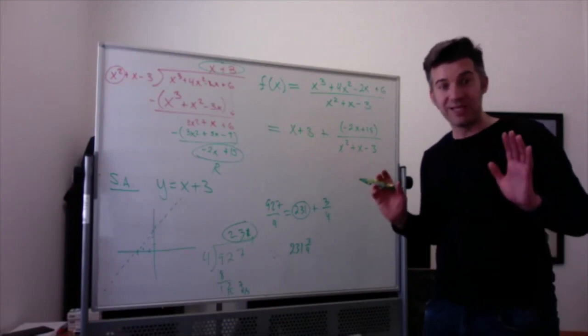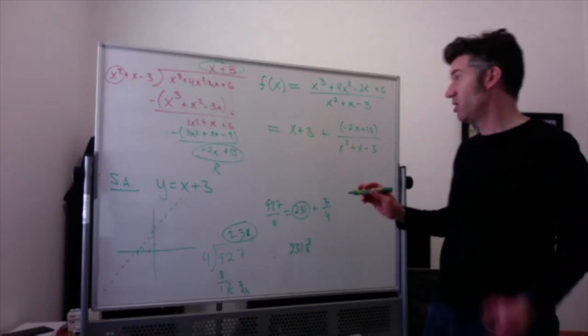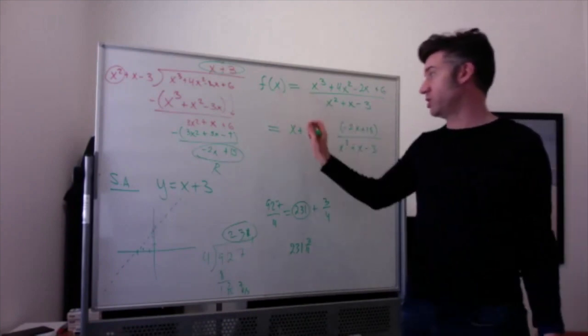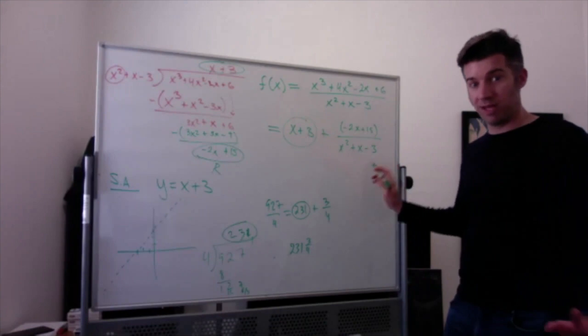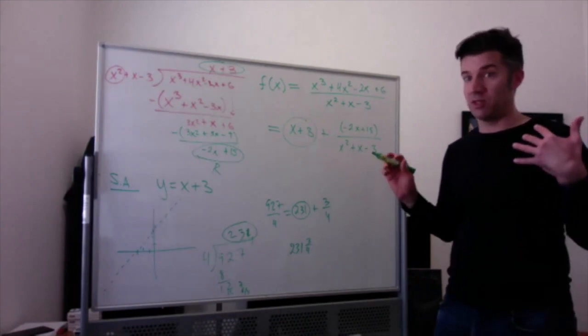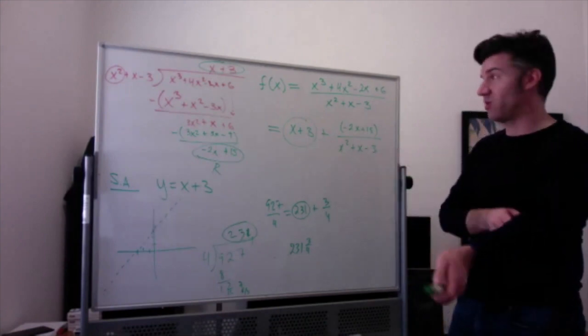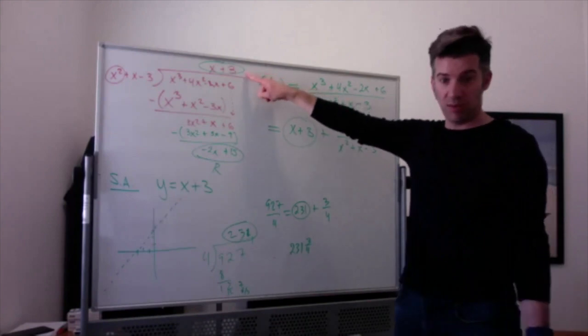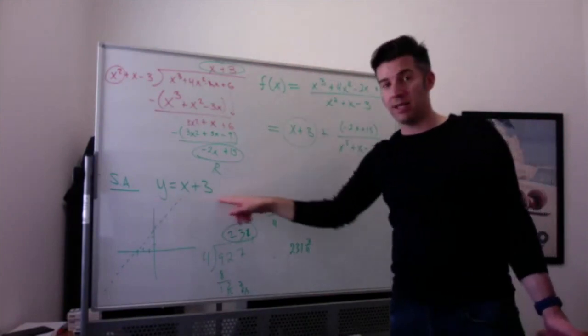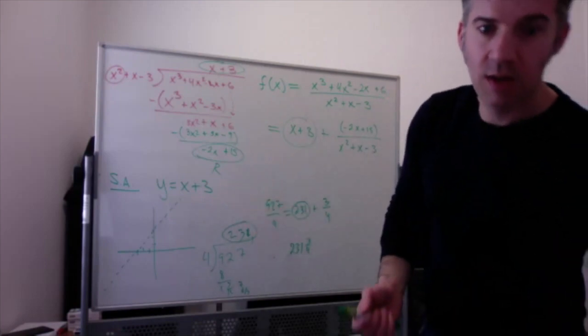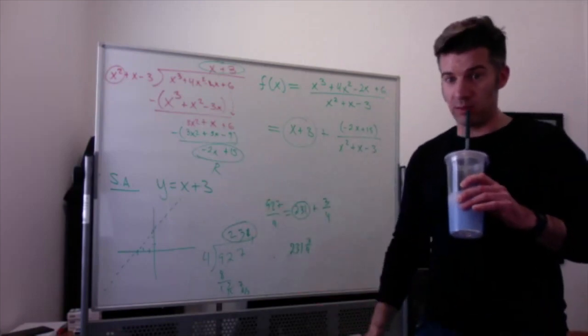So that's the reason why this works the way it does. When you do this division, you get the quotient, and then you get some leftovers that end up not really mattering. But again, for just doing the work, all you have to do is get to this quotient here, when you get to the 3 or whatever the constant part is, and stop. That's your slant asymptote. Questions about that before we move on to some examples?